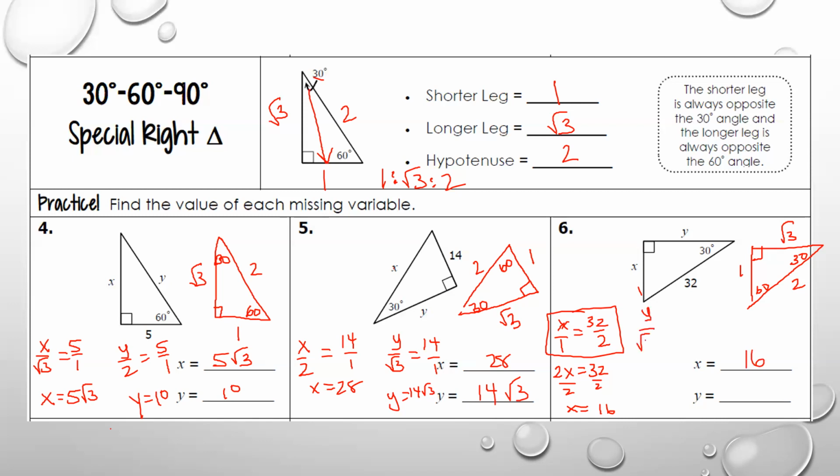Y corresponds to root 3 and 32 corresponds to 2. So now we cross multiply. 2y equals 32 root 3. I need y by itself, so I'm going to divide both sides by 2. So here's the case where I told you you might have to simplify a little bit more. 32 over 2 reduces, that's 16. So that 32 over 2 is 16, and I didn't do anything with that root 3, so it has to stay here. So our answer is 16 root 3.